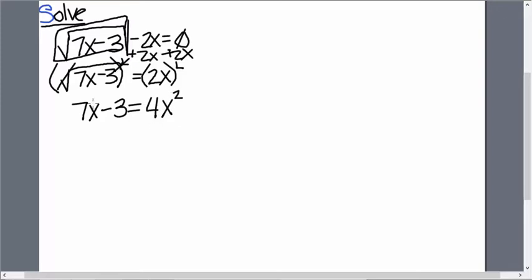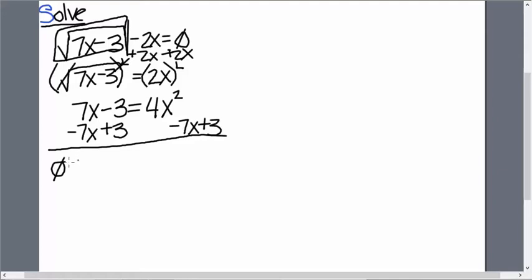Now, again, you should be getting chills down your spine. I've got an x squared and a regular x. We've got to jump ship. We've got to go to the side where the x squared is. So let's subtract 7x from both sides. Let's add 3 to both sides. Again, I'm just doing it on the same line to save some room. Nothing is like terms. So I get 0 equals 4x squared minus 7x plus 3.